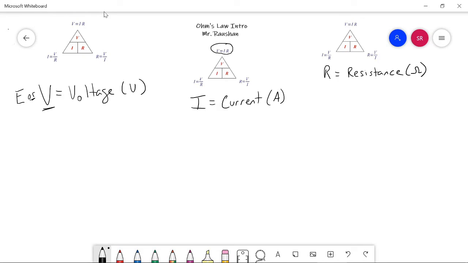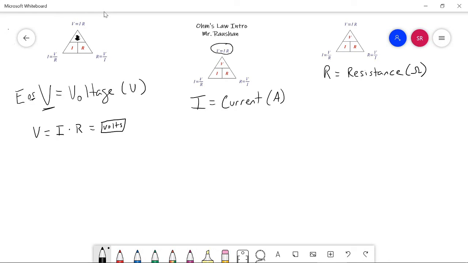So let's go with it. How do you know the formula for voltage? Well, if you come over here and you cover the V, cover it up with your thumb or whatever it is, and you're left with I and R. So that's the formula for voltage. V is equal to I times R. And your answer will result in volts.